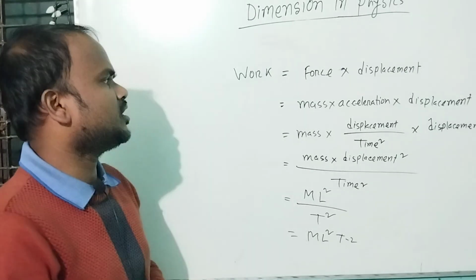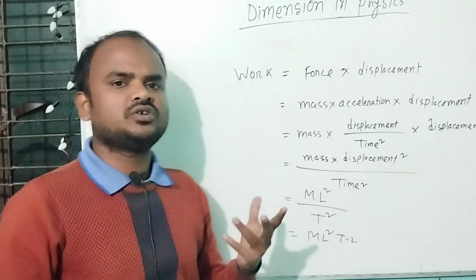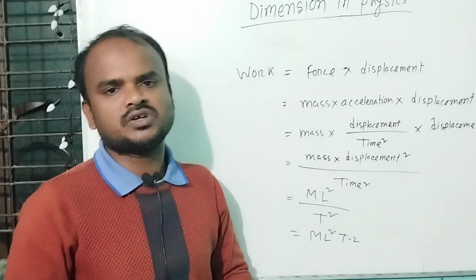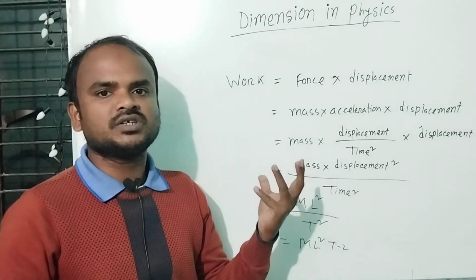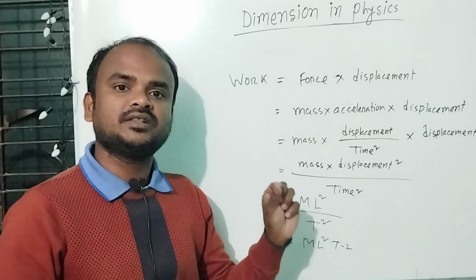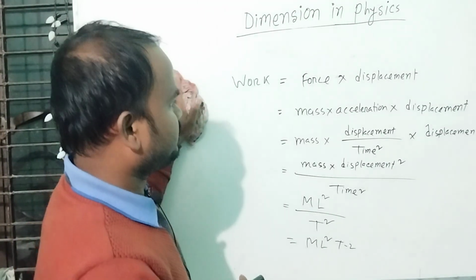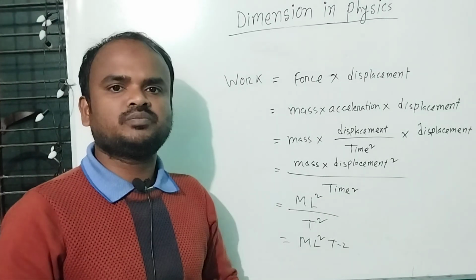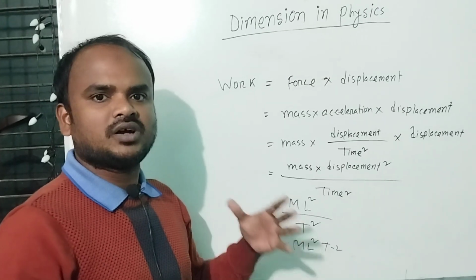So dear students, you can determine the dimension of different types of compound quantities by determining the fundamental quantities in the compound quantities. You can pause the video and write down the answer.